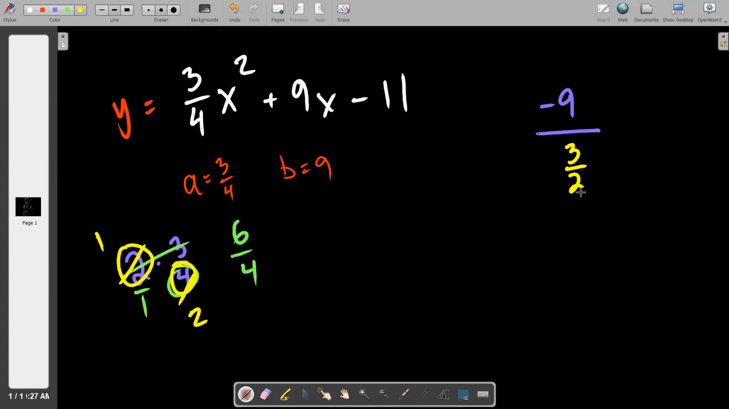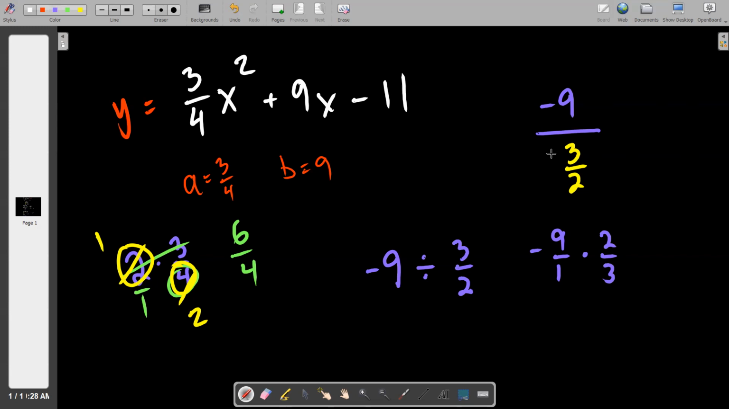Are you with me? If you can get over this, then I don't think there's a lot of challenge because the rest is pretty basic. So now I copy dot flop. What I have now for my negative B over 2A is negative 9 divided by 3/2. I've already done that math. And how do we divide a fraction again? Copy dot flop. So we're going to make it -9 over 1 times 2 over 3. You can calculate that at your own pace. What does that equal?